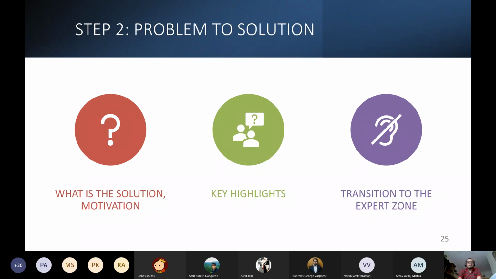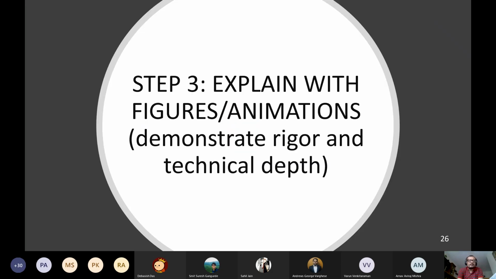Then you can jump from the problem to solution, saying that okay, that was the problem. This is the motivation, and then this paper provides this solution, right? The key highlights of this paper is A, B, C, D, E, right? After this, you can actually jump into the subtle zone where you can expect only a few who have read the paper, who are working on that paper to understand.